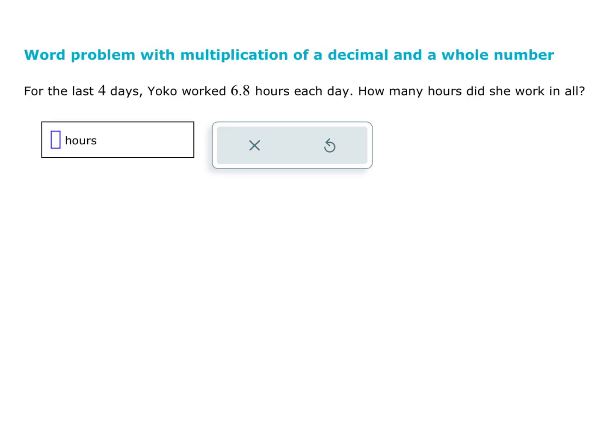This example says for the last 4 days, Yoko worked 6.8 hours each day. How many hours did she work in all? 6.8 has more digits. We're going to line up the 4 on the right-hand side. We're going to ignore the decimal point for now.